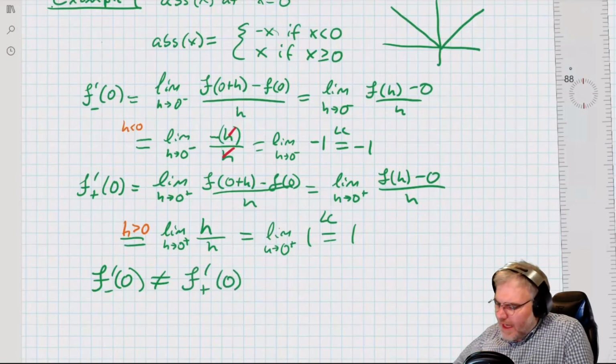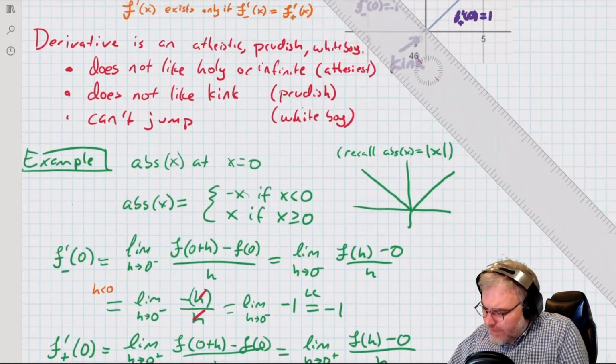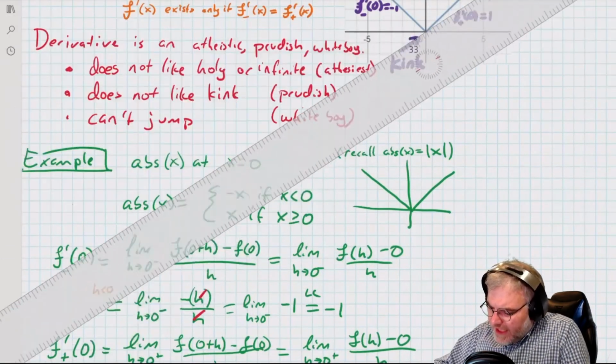and I don't have it, right? And you can see that in this graph. It's kinky. From one direction, it's always -1. From the other direction, it's +1. Here, I've got a kink.